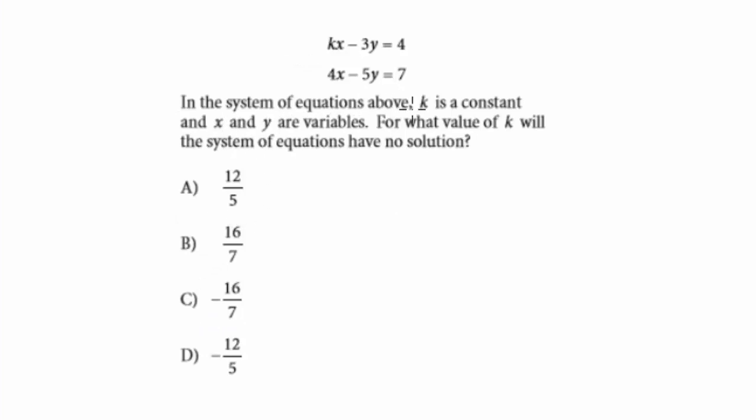All right, let's take a look at a couple that have a little more of an algebraic flavor to them. In the system of equations above, and here they are, k is a constant. So that just means k is some number, okay? And x and y are variables. For what value of k will the system of equations have no solution?